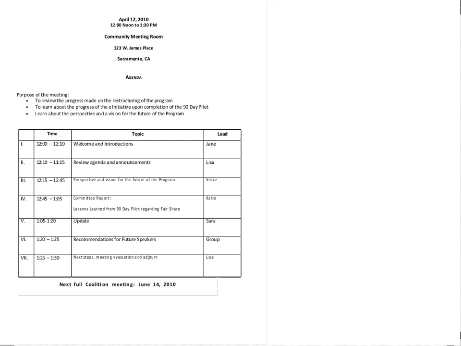The next agenda is a little bit different. It's actually a coalition meeting agenda. And you'll see from the purpose of the meeting, we're going to review and learn, which pretty much meant we weren't going to accomplish anything. We weren't going to make any decisions. No actions were going to be taken.